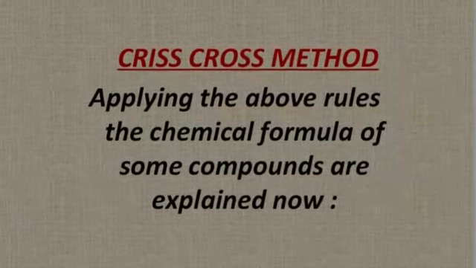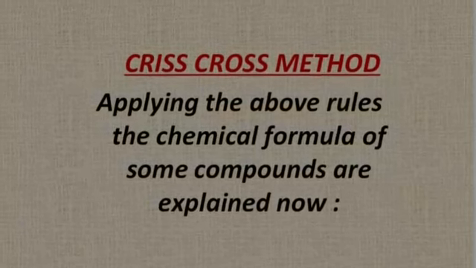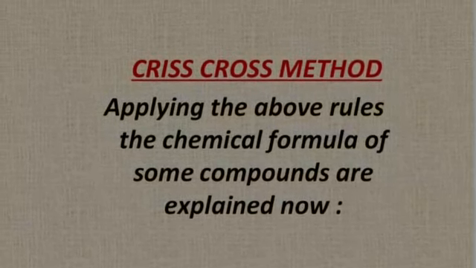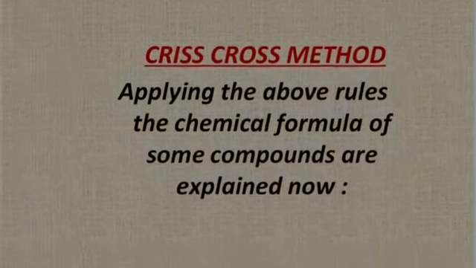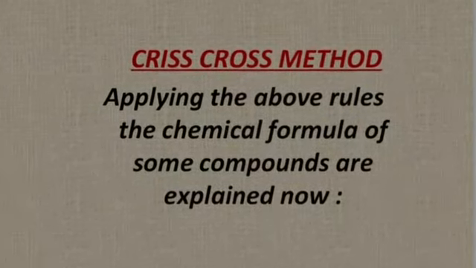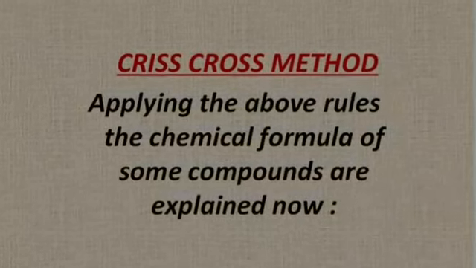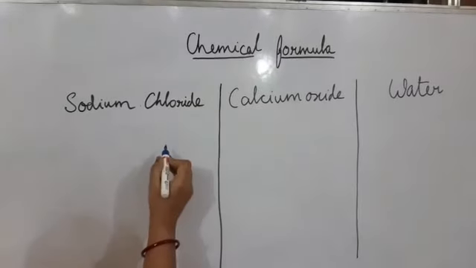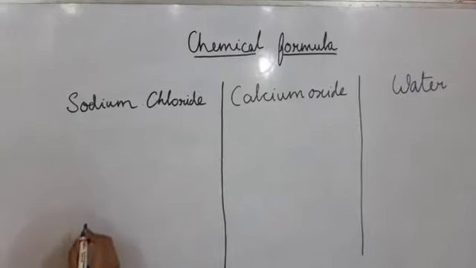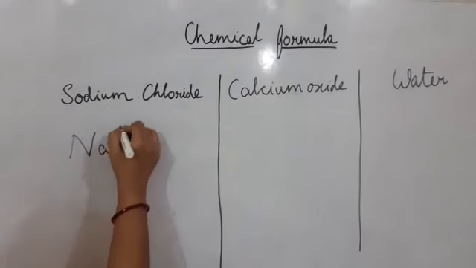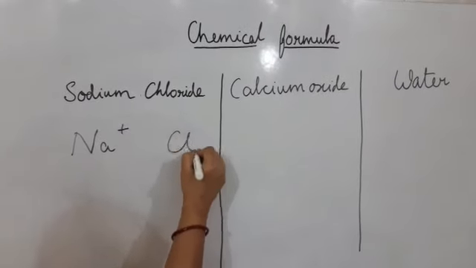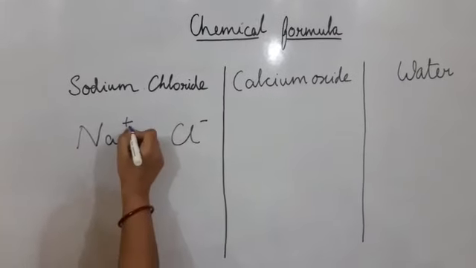The rules that have been explained to you for writing down the chemical formula is the crisscross method of writing formulas. We will use this method and practice a few examples. The first example we take is sodium chloride. We write down the symbol of the ions Na plus and Cl minus.